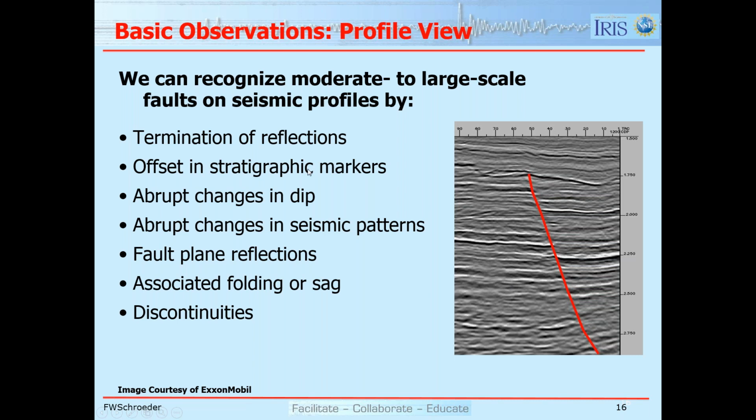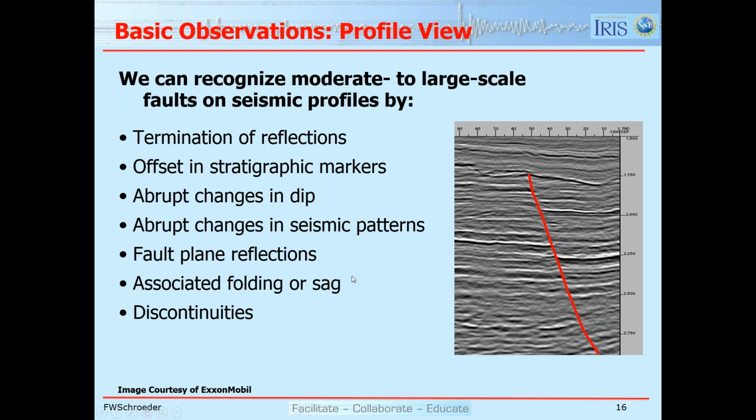We can look for offsets in stratigraphic markers, such as the doublet, the red, yellow, red that I noted on an earlier piece of seismic. We can say maybe this black, white, black is this white, black, black, white, black, and correlate what the offset is. We can look for abrupt changes in dip. There aren't abrupt changes in dip across this particular fault, but a lot of faults will have one dip on the high side. It will have a different dip of the reflectors on the opposite side.